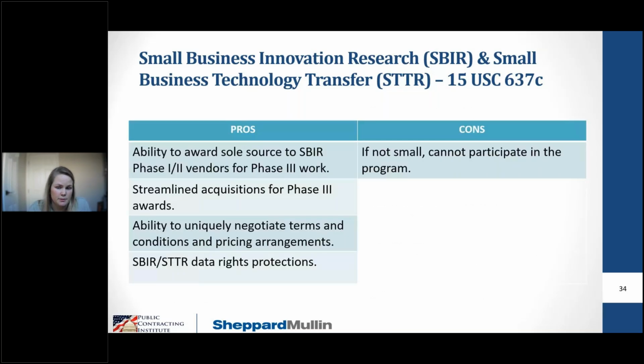These programs obviously give small businesses opportunities to grow research and development and funding to pursue commercialization of their research. The ability to sole source phase 3 work if you were a phase 1 or 2 vendor obviously helps streamline the procurement process as well, but note that that may not be allowable if there are multiple vendors in the open market. There's lots of flexibility to negotiate terms and conditions under these programs too, and there can be significant IP data rights protections for small business participants, ensuring the government doesn't get too many of those rights. Big con, of course, if you're not a small business, you can't participate in these programs. They are limited to small businesses. They are limited to research and development as well.